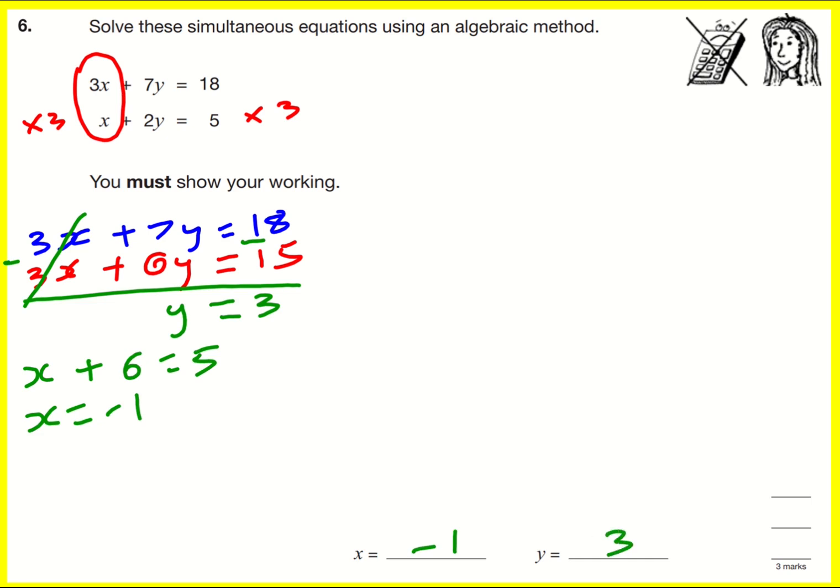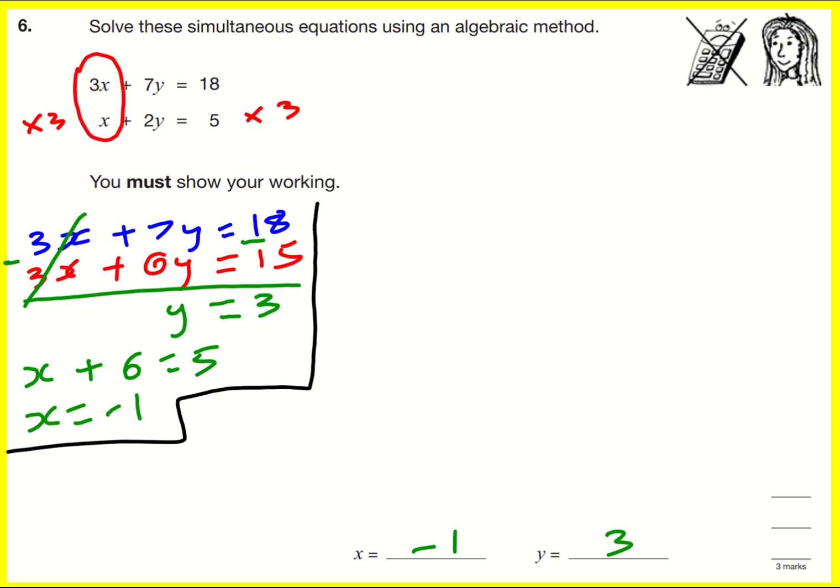So that's our answer. Could put it into the top one. It's just a little bit more complicated. There's bigger numbers, but we'd get 3x plus 21 is 18. 3x is minus 3, therefore x is minus 1. So that is approach one, quickest way I would say.